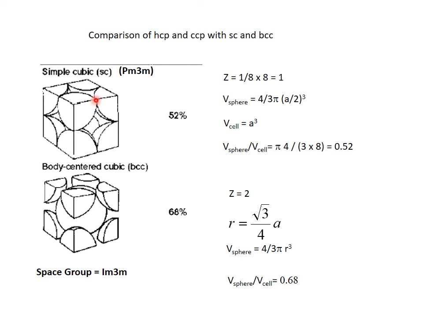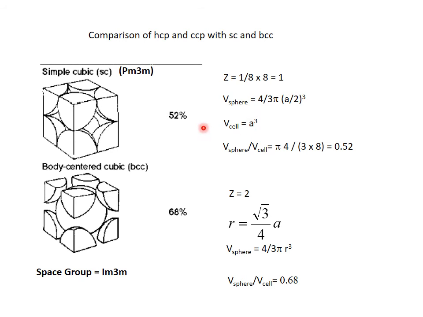You see that in this case the spheres touch along the edge of the unit cell, so therefore the radius of a sphere is the lattice parameter A, which is equal to the edge of the unit cell, over 2. Okay, what is then the volume of a sphere? Well, the volume of a sphere would then be 4/3 times pi times A over 2 to the power of 3.